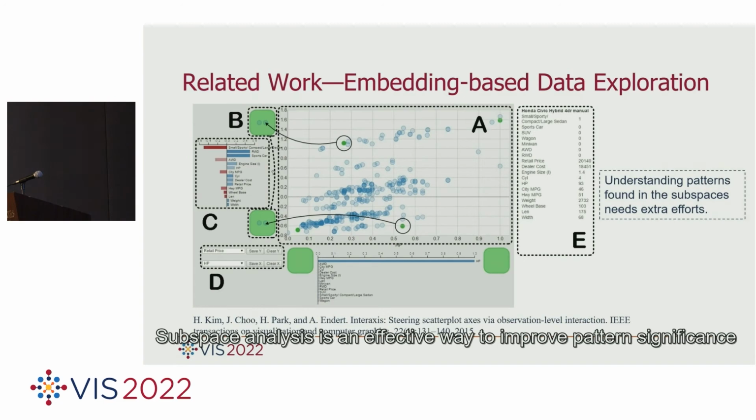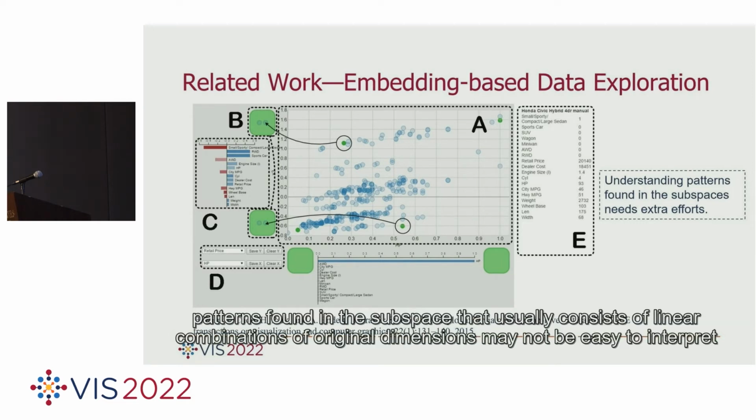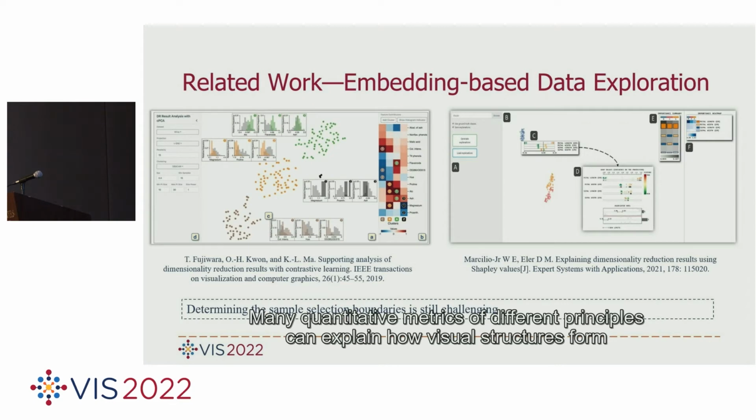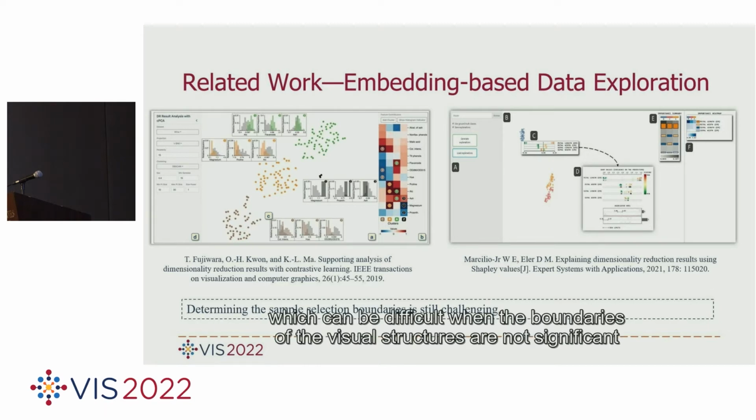Subspace analysis is an effective way to improve pattern significance. Low-dimensional subspaces may contain clear visual structures unable to be seen in the original dimensional space. However, patterns found in the subspace, which usually consists of linear combinations of original dimensions, may not be easy to interpret. Many quantitative metrics of different principles can explain how visual structures form. However, they require users to select candidate visual structures in the projections, which can be difficult when the boundaries of the visual structures are not significant.